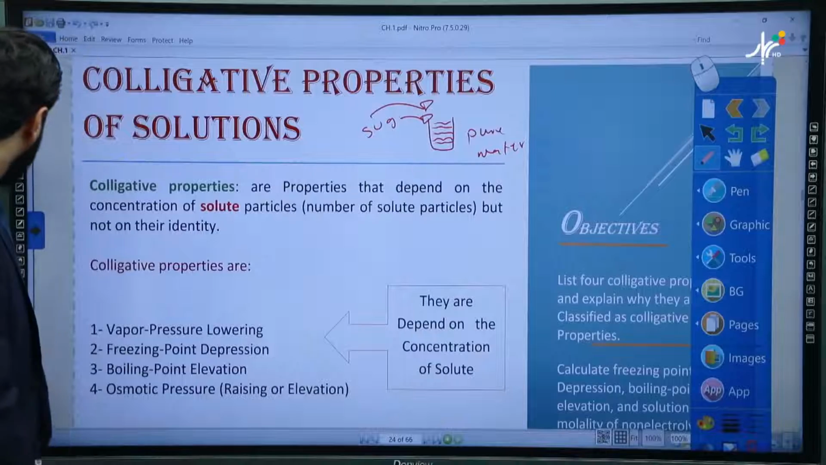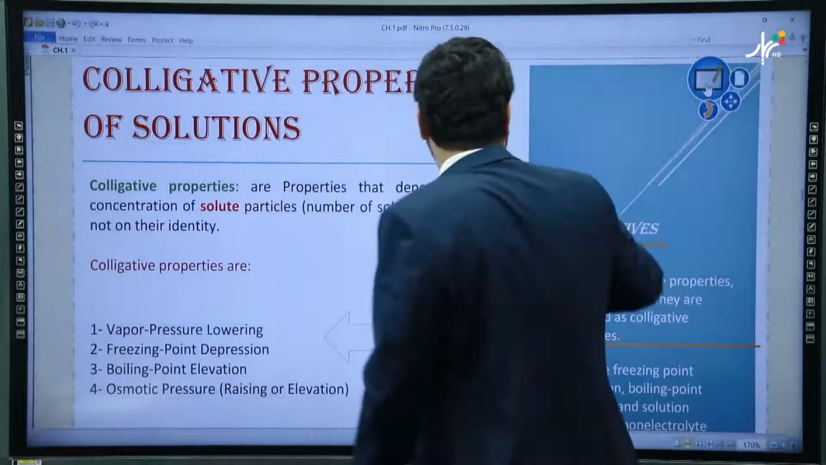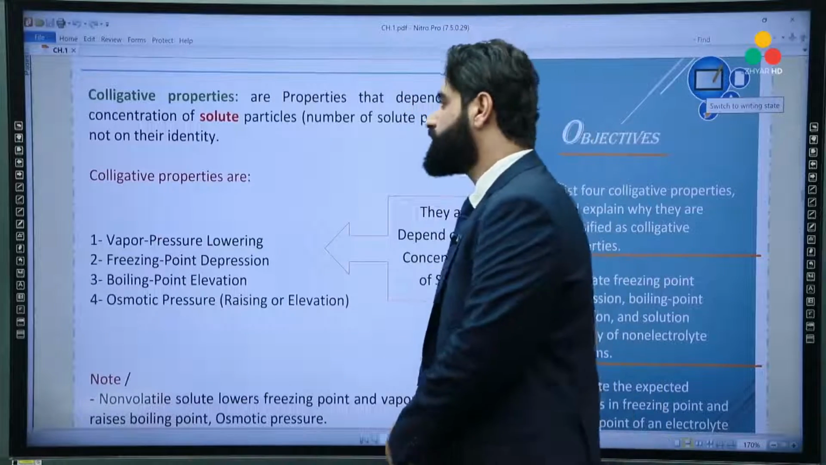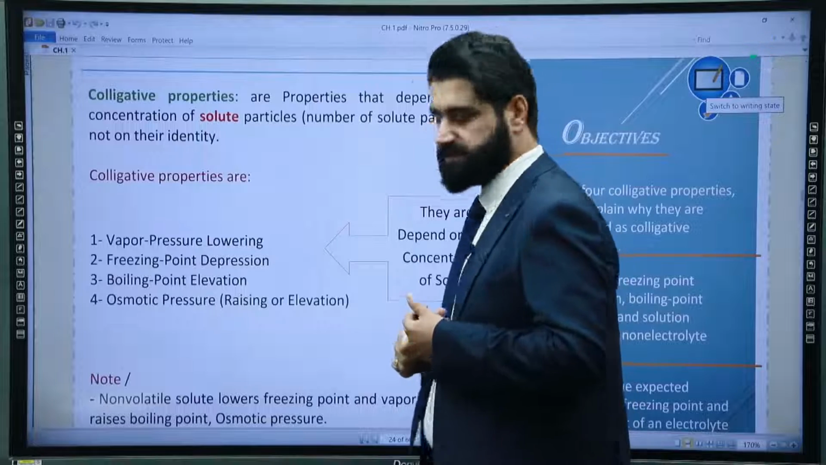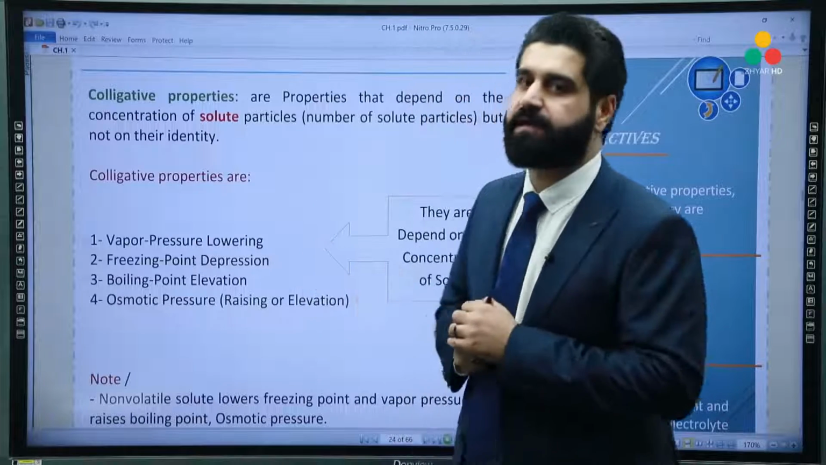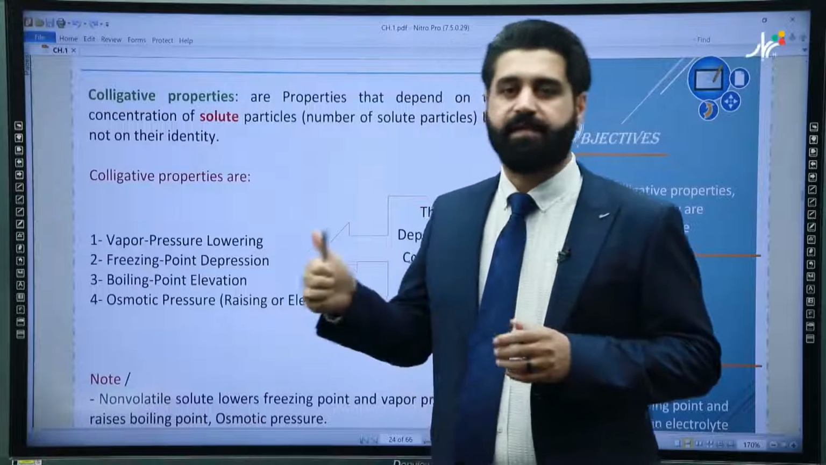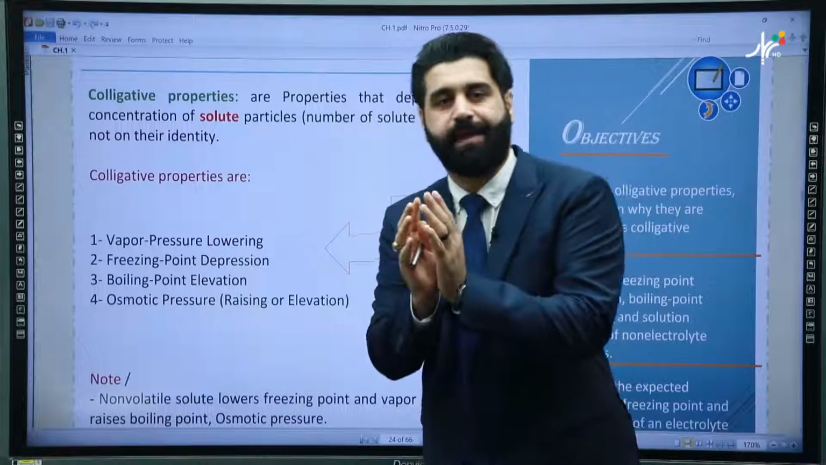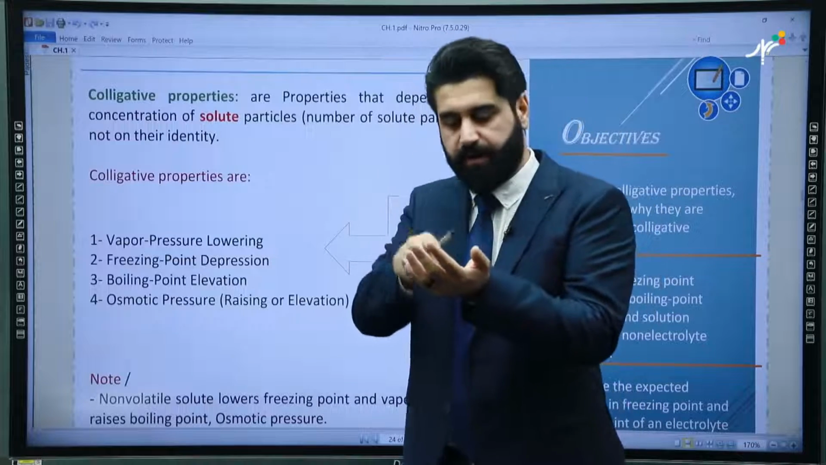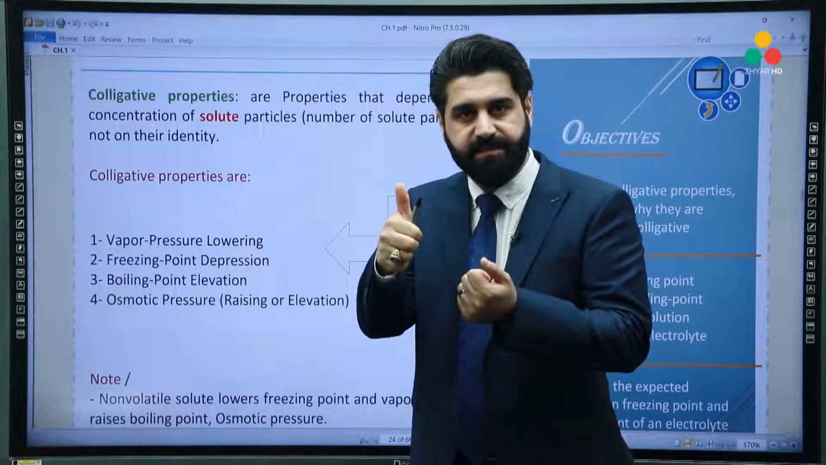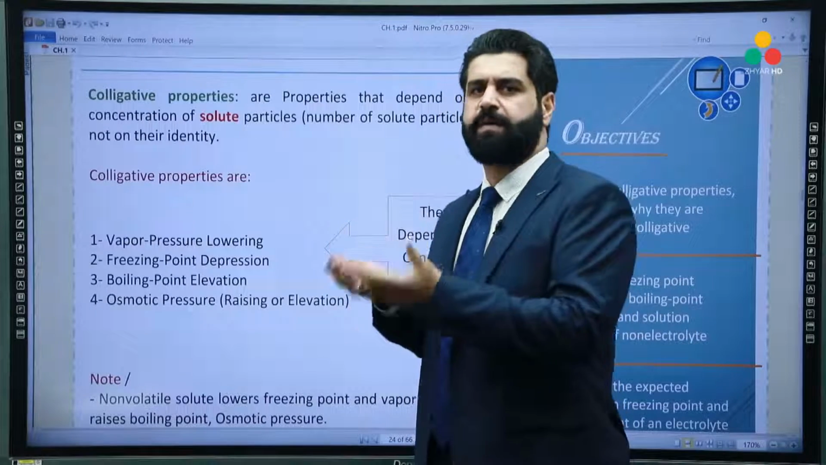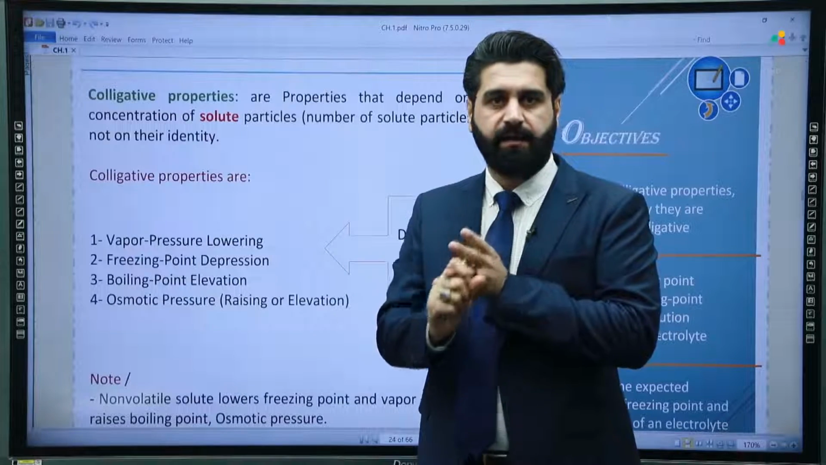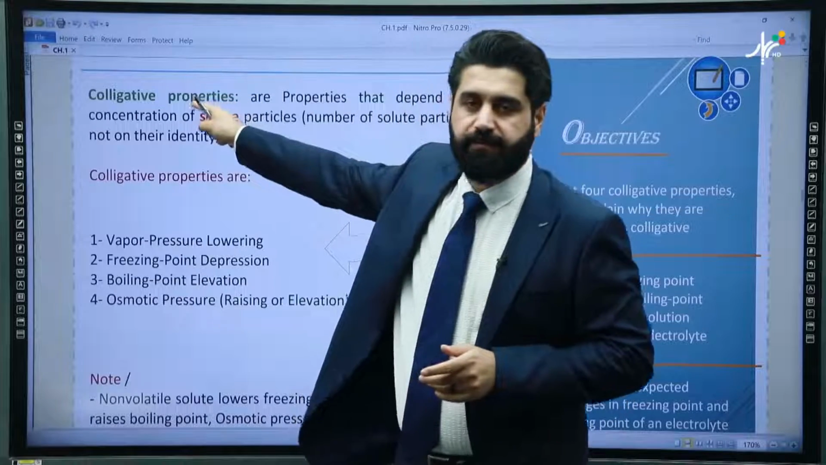Let's see. Colligative properties are properties that depend on the concentration of solute particles, irrespective of their nature, rather than their identity. It means we have some properties that are dependent on the concentration, the number of particles, not their identity, not their behavior, not the type of compound. Only the concentration, the number of particles, is important for colligative properties.